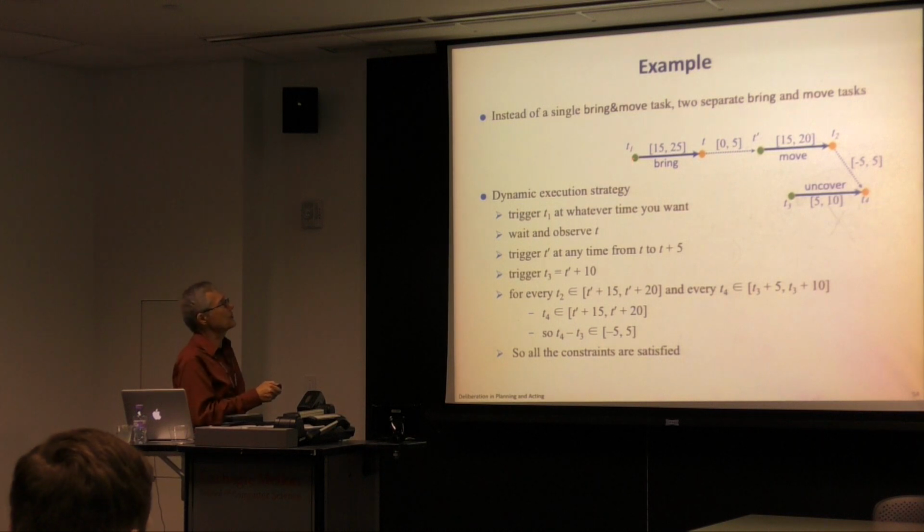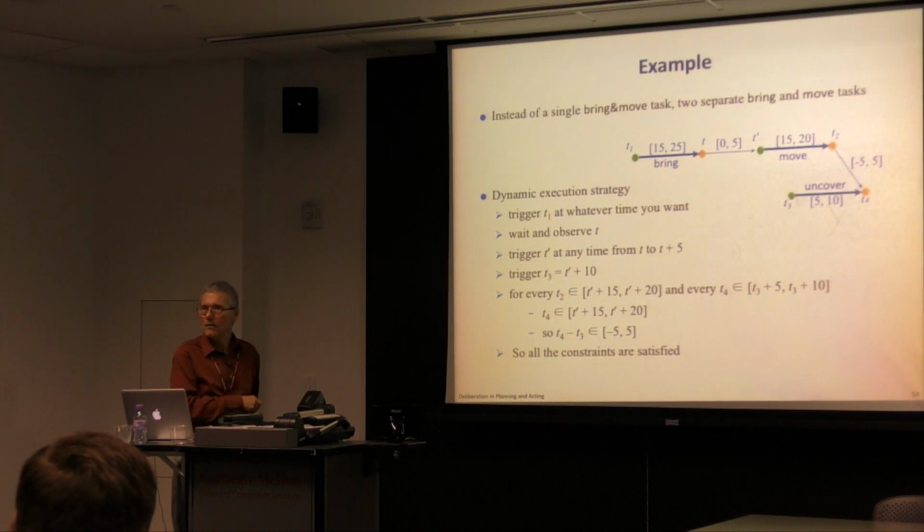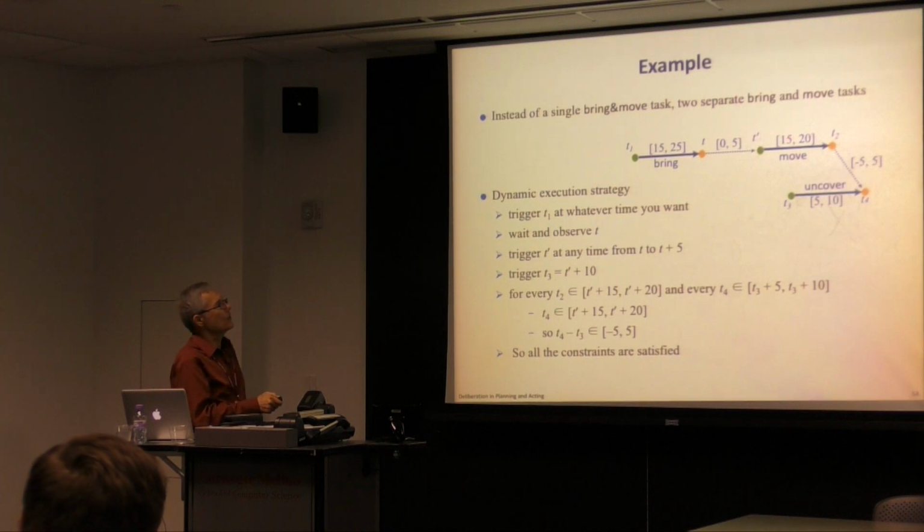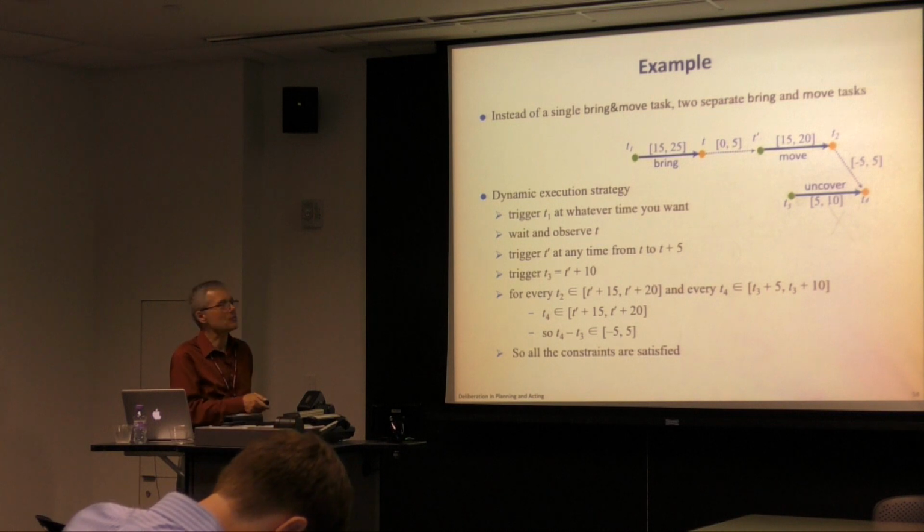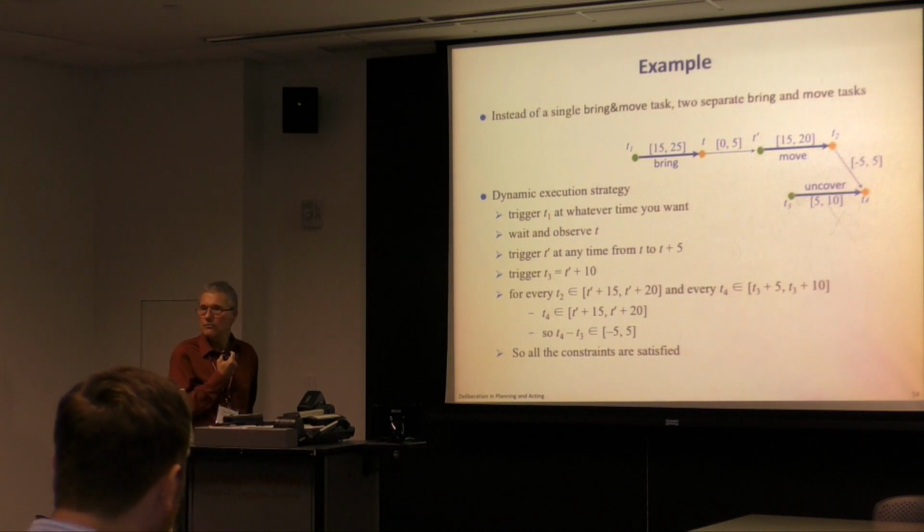The idea is you start this action going whenever you want, you wait and observe this one, all right? You trigger this one at any time point within that interval. So now you've triggered it. And now you wait 10 time units and you trigger this one, all right? If you do that, well, this is going to end within times 15 and 20 after you trigger this one. This is going to end within times 15 and 20 after you trigger this one. So the difference between the two of them is going to be at most 5. All right?